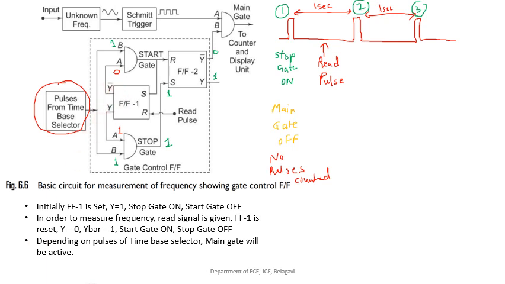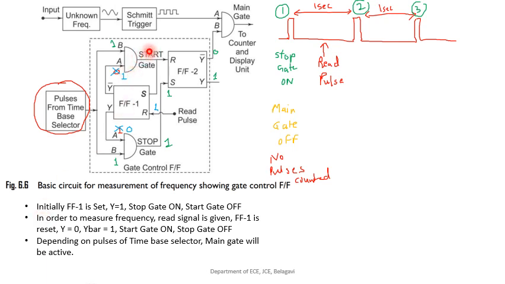So what will happen? I have 1 here at reset, and that 1 is going to make y 0. So at this point, instead of getting 1, you will get a 0, and at this point, instead of getting a 0, you will get a 1. So the next time the pulse from the time base selector comes, the start gate will be active.